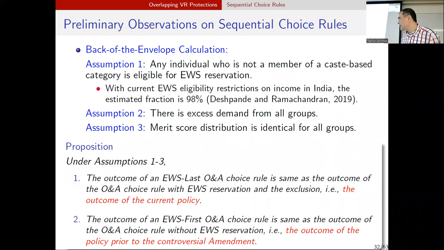Maybe I actually missed it. So this EWS reservation and exclusion means firstly, you allocate open positions to everyone according to this merit score. And for the EWS reservation, only these people who are... I think the confusion might be the following. So with this reform amendment, the number of open positions decreased by the same amount of EWS reservation. So EWS positions came from open positions. So if there weren't any other vertical reservations, in one sense, without the reform, everything was open.